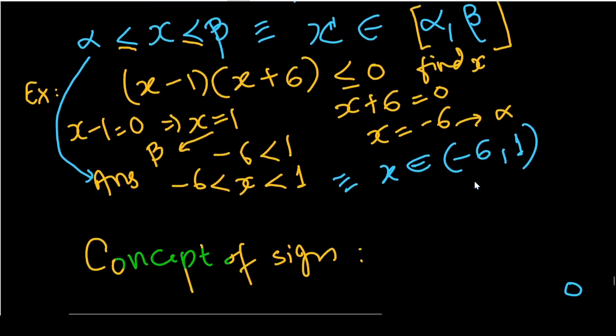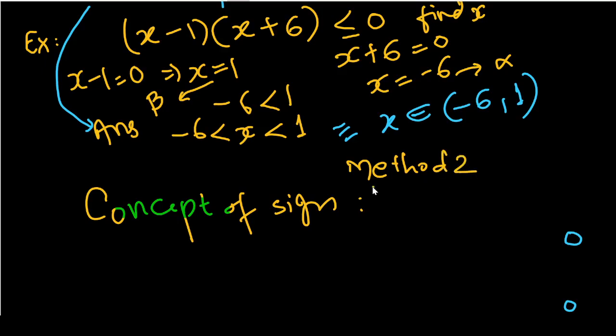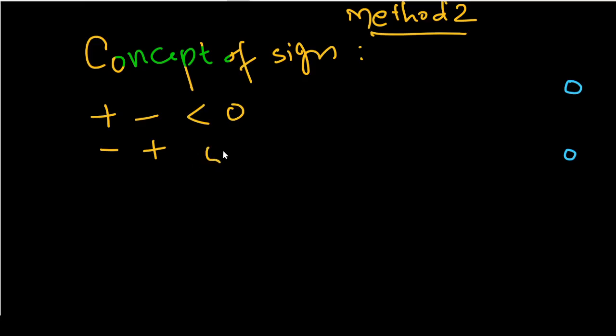Now the second method that we are going to discuss is method number 2, to derive this quadratic formula that we derived from method 1. The concept of sign is quite a simple method. This actually we used in method 1 as well. It was plus into minus, minus into plus, negative, here also negative.